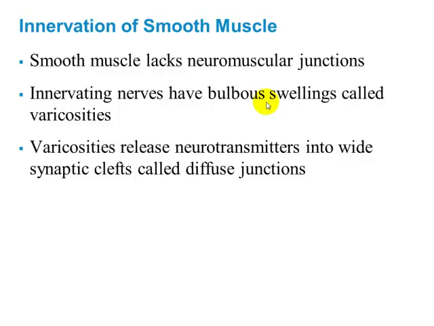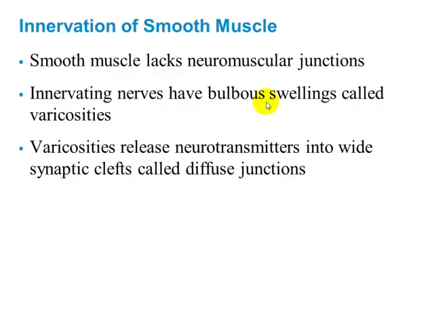Therefore, the part of the nervous system is going to be different. It's going to come from something called the autonomic nervous system, which we'll talk all about in Chapter 13. And we have a slightly different organization. So we don't see a neuromuscular junction the way we saw in skeletal muscle. We have something that's similar, and those are called varicosities. The varicosities are going to release neurotransmitters onto synaptic clefts, but here these are bigger.